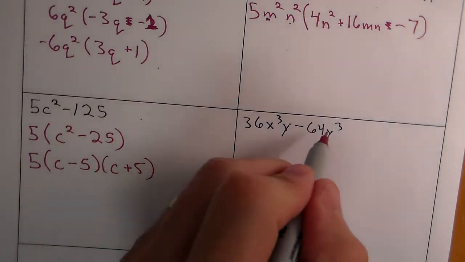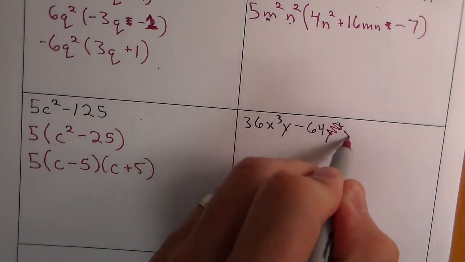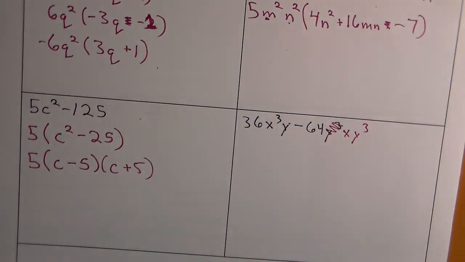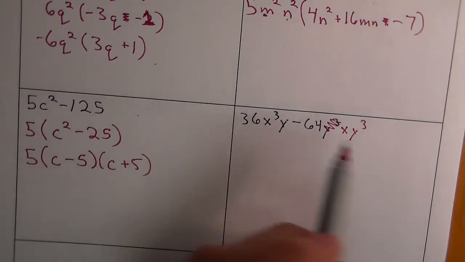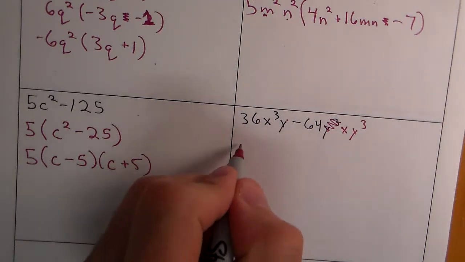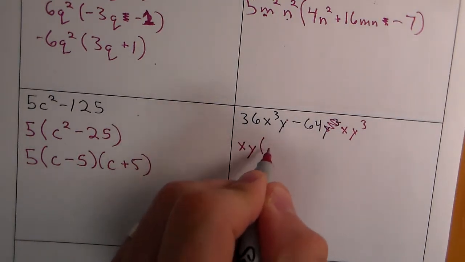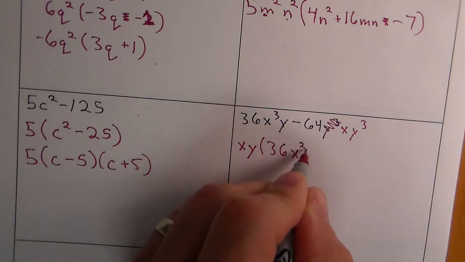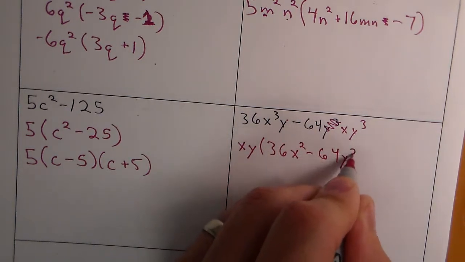The last one I have here, I'm actually missing something. I'm going to put in x, y to the third. That's what I intended to write when I put it there. So we're looking at that. They both have an x and a y there. So if I took that out, I have 36x squared minus 64y squared.